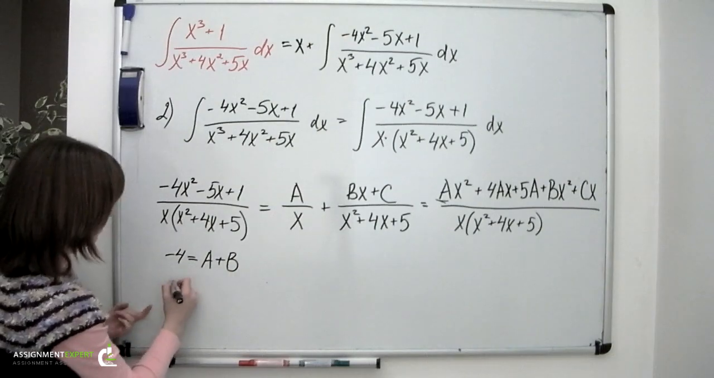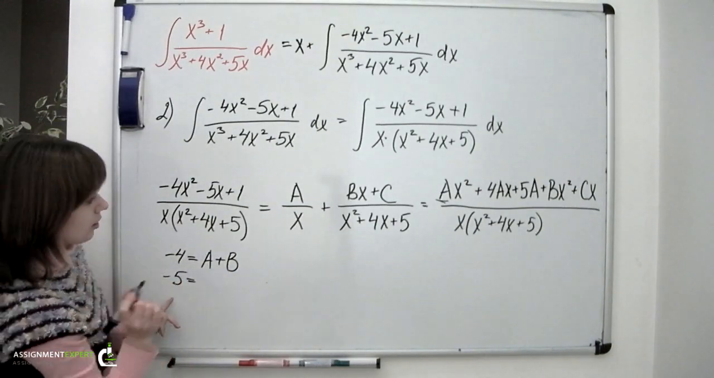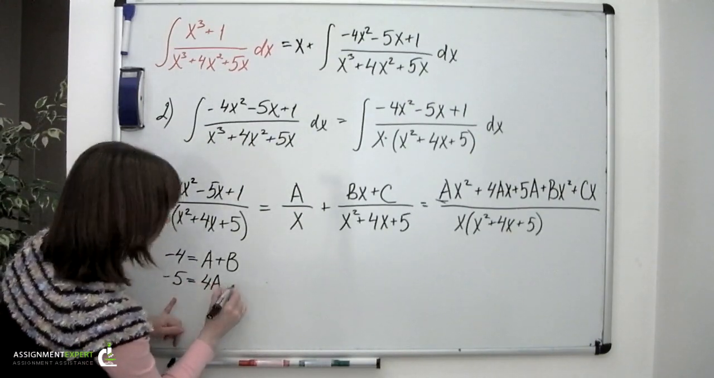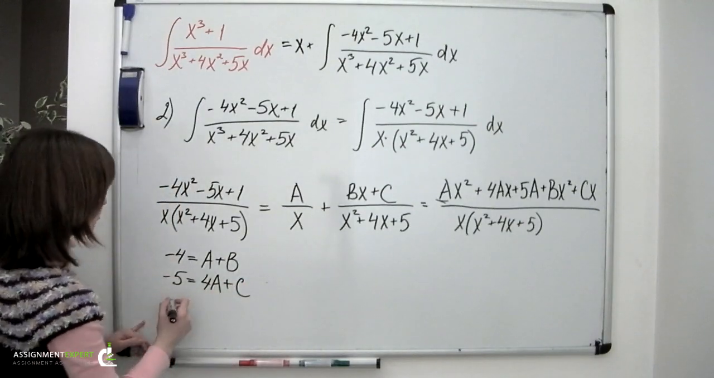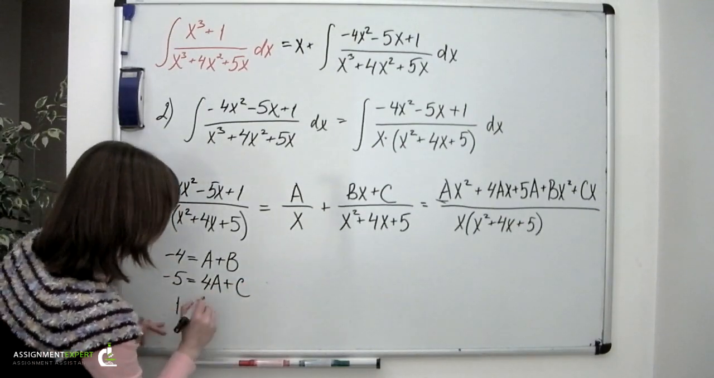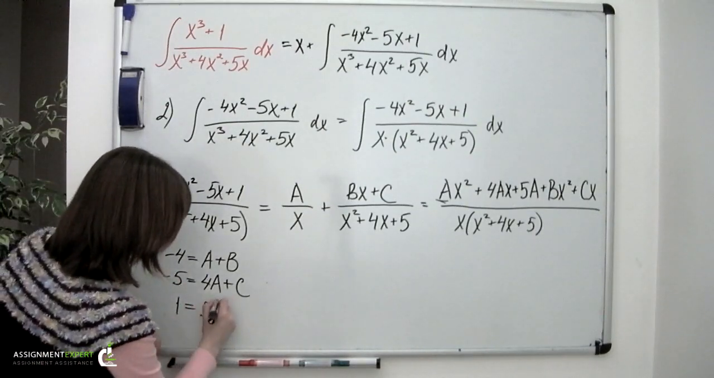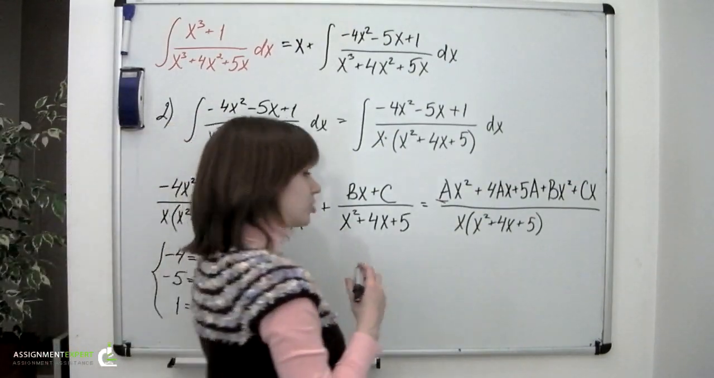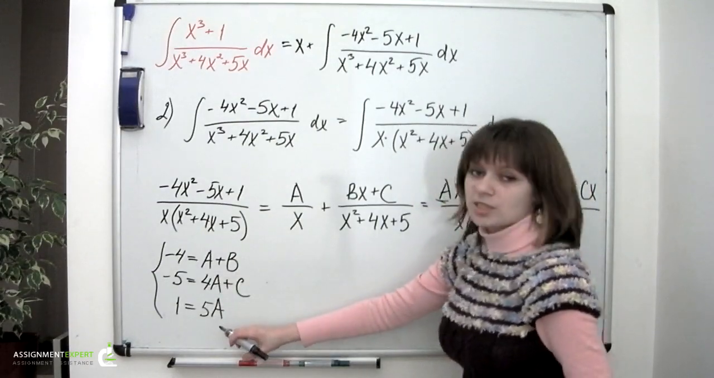Likewise, we have negative 5 is equal to 4a plus c. And finally we have 1 is equal to 5a. We now have the system of 3 equations, out of which we can calculate these 3 coefficients a, b, and c.